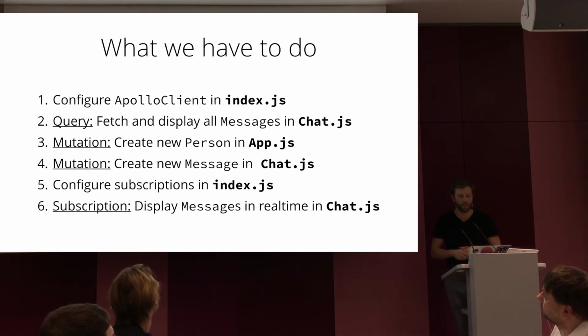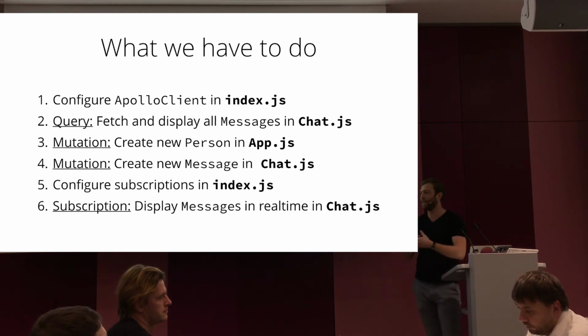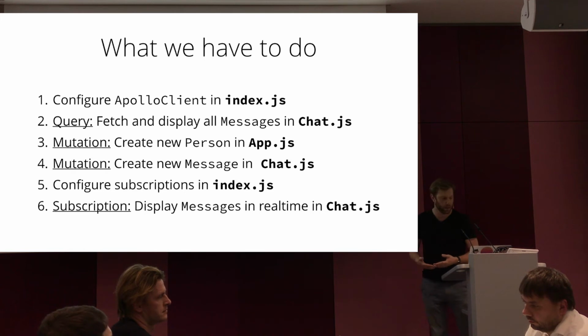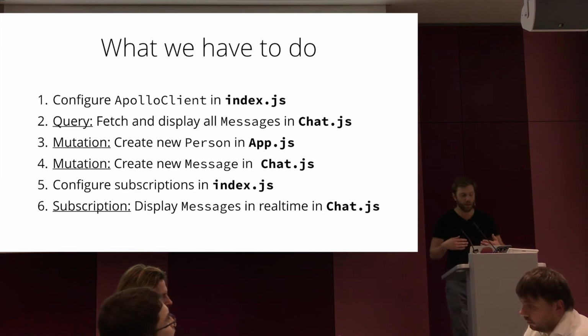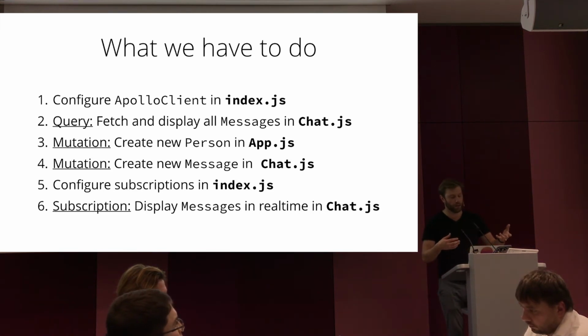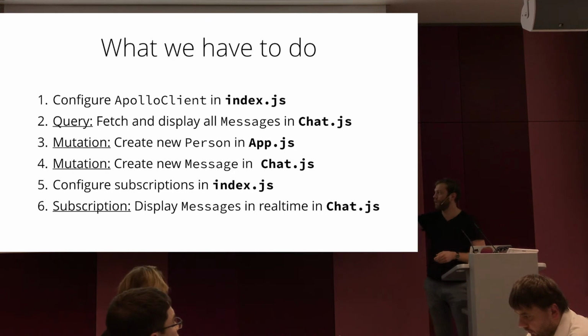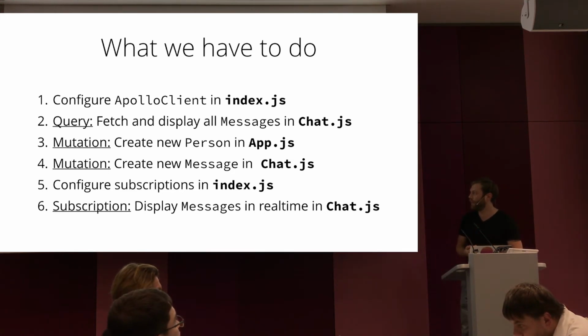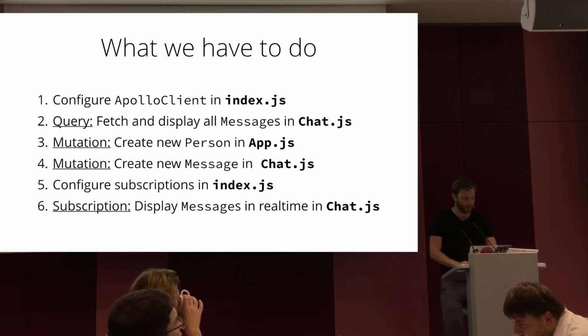The first one is that we need to configure this Apollo client instance. So we have to instantiate the client. We have to pass it our HTTP endpoint. Then we have to make sure that we fetch and display all the messages. Then we want to create a new person when a user opens the chat in the first place. Then we want to be able to send messages. That's step 4. Then we actually want to bring real-time functionality into the app with subscriptions. We need to configure them and then display them in the chat.js file. So this is what we're going to do.